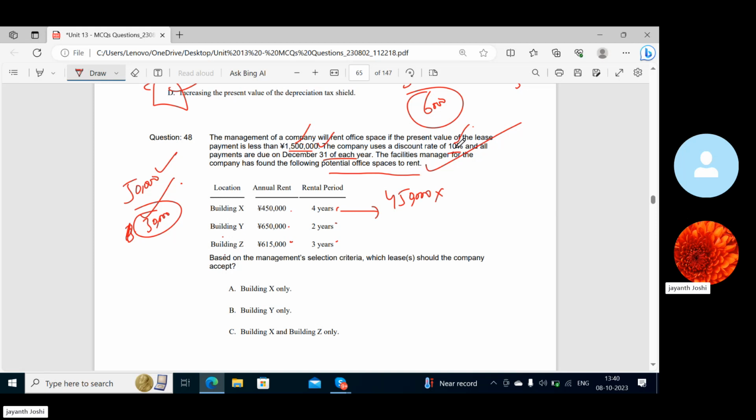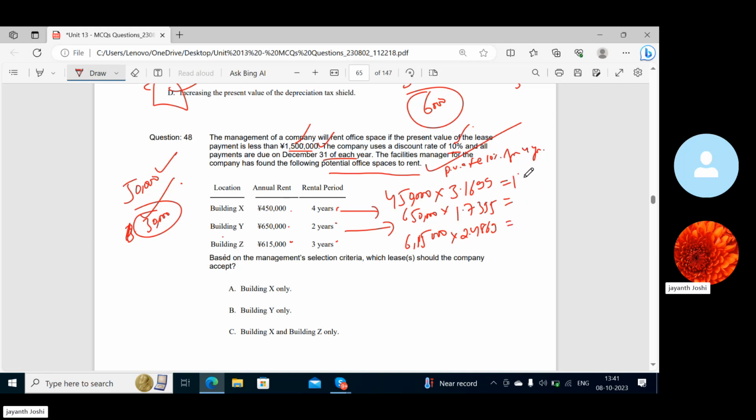The present value annuity factor at the rate of 10% for 4 years is 3.1699. And then 650,000 for 2 years, 1.7355. Then 615,000 for 3 years, 2.4869. Just tell me the values you're getting.